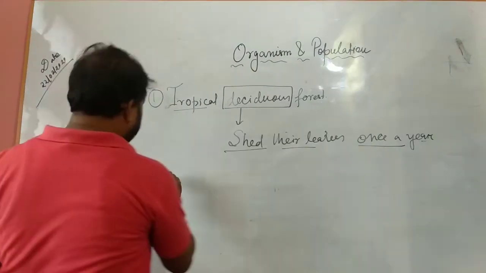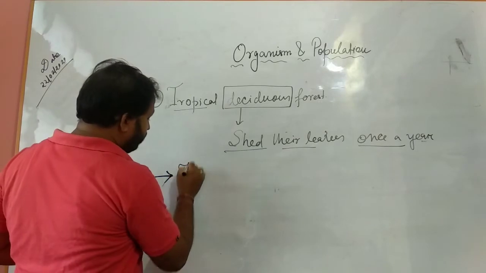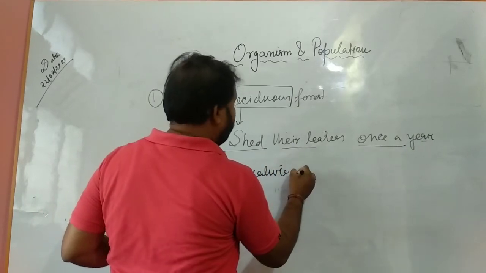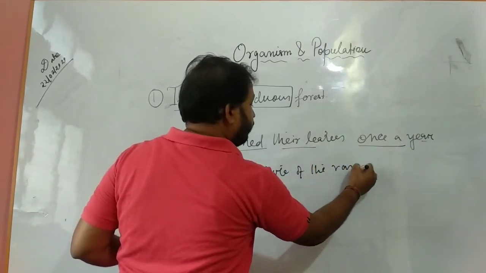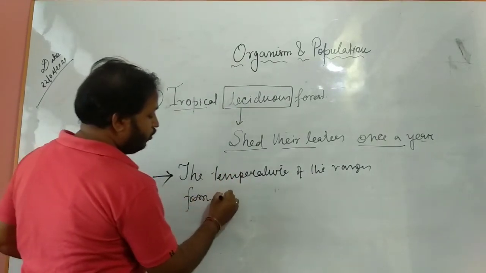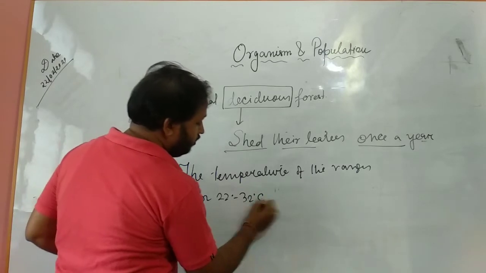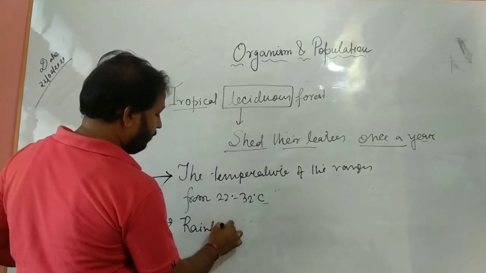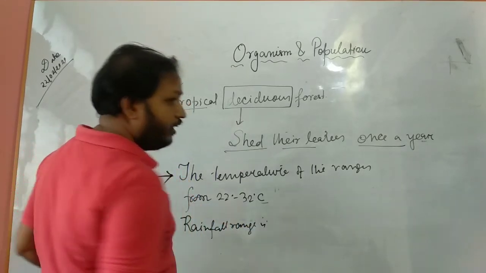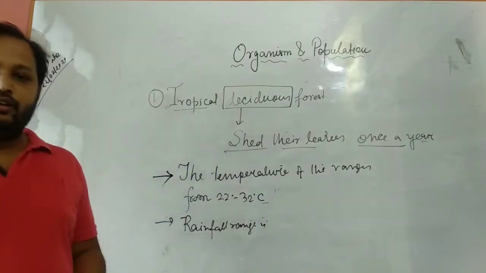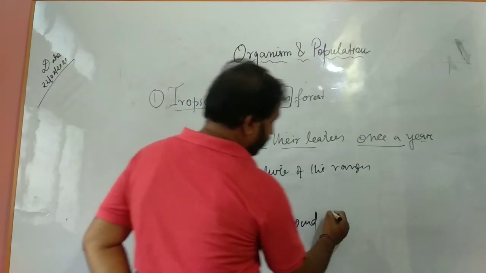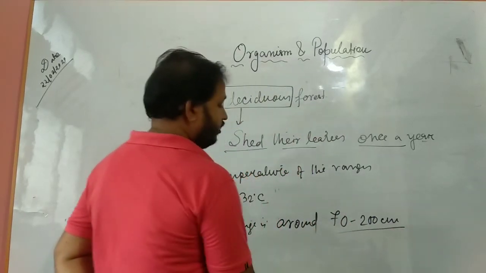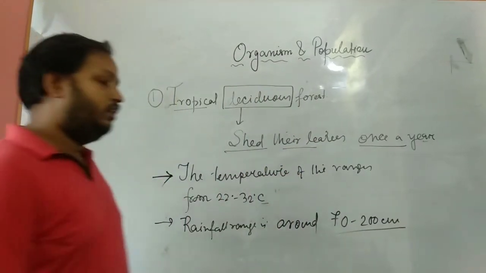Okay. So the next point for this is the temperature of the forest. Temperature of the forest ranges from 22 to 32 degrees Celsius. Okay, rainfall range is around 70 to 100 centimeter, or you can say 700 to 2000 mm. Okay.